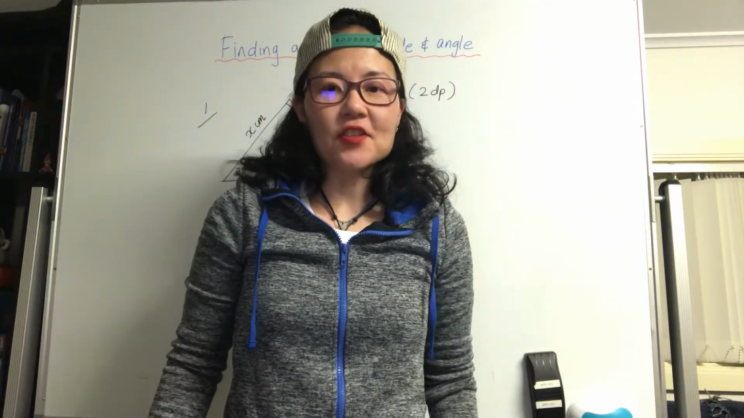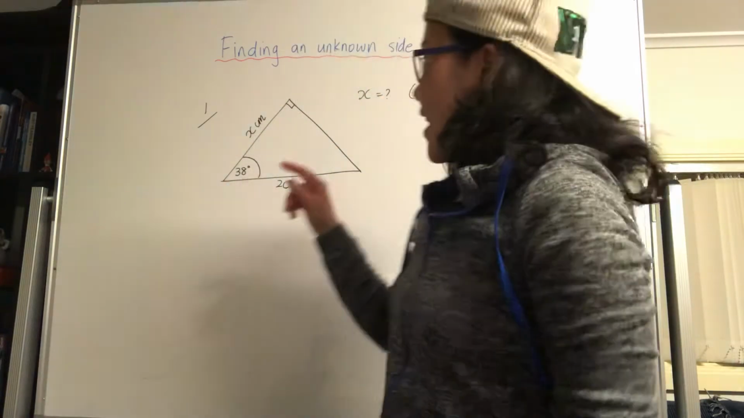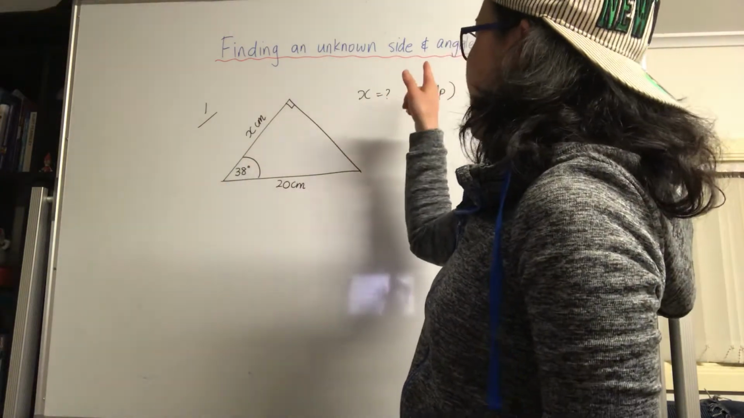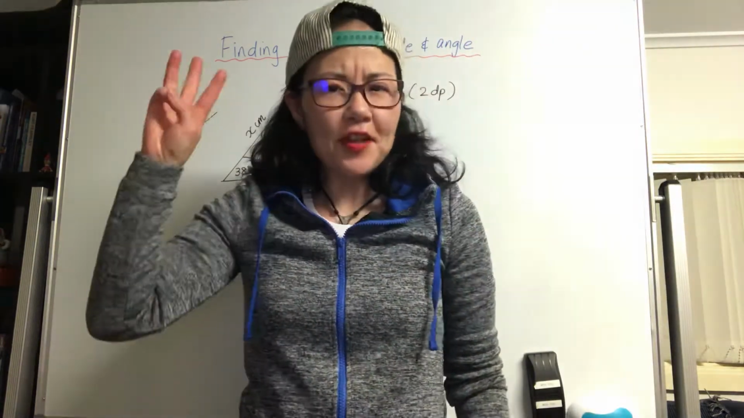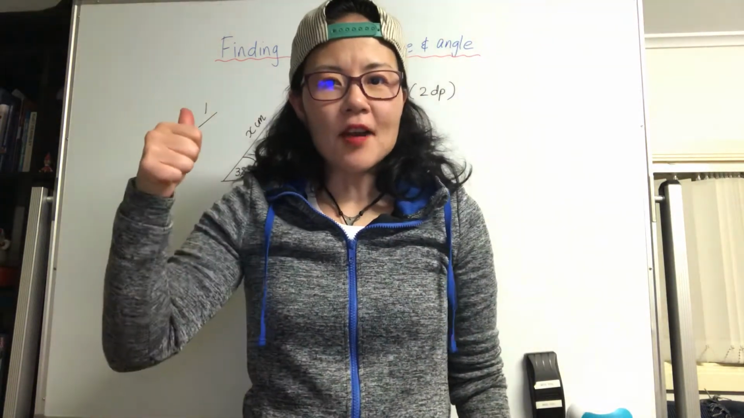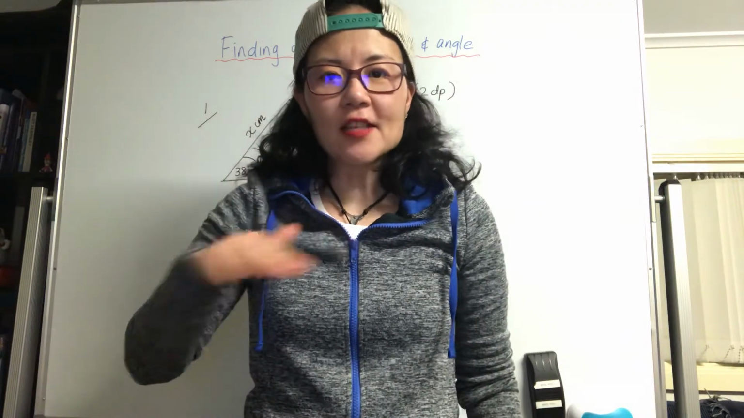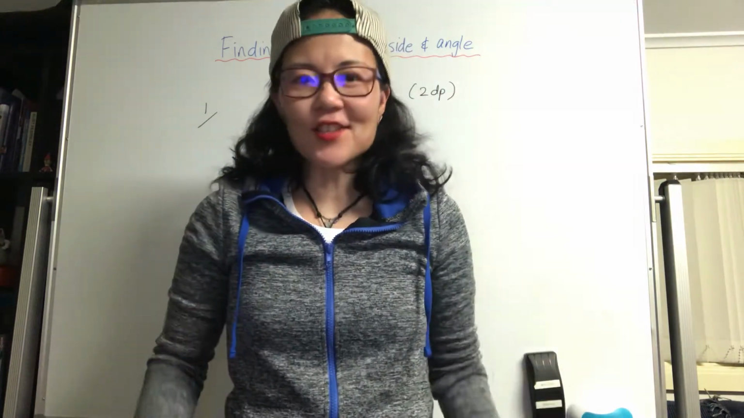Now today we're going to do trigonometry, and in that we're going to find an unknown side and angle. Okay, before we start, 3 things we want to remember: high motivation, high confidence, zero fear. Okay, let's do the question.